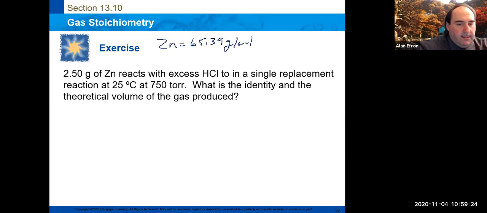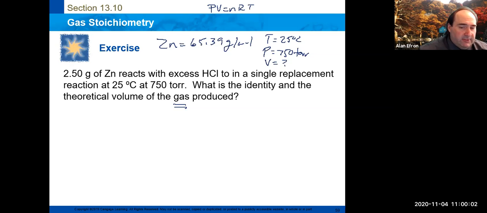Okay, so let's take a look and see the approach here. So we're starting with 2.5 grams of zinc reacts with excess HCl in a single replacement reaction, 25 degrees Celsius and 750 torr. What is the identity and the volume of the gas? So obviously gas is involved here. So that probably should bring up the idea maybe somewhere along the way we're going to need to use PV equals nRT. We do have a temperature of 25 degrees Celsius. We do have a pressure of 750 torr. We are looking for a volume here.